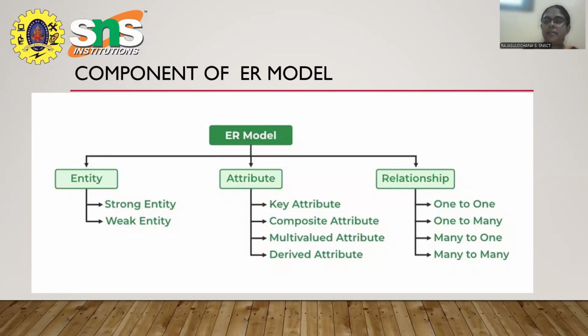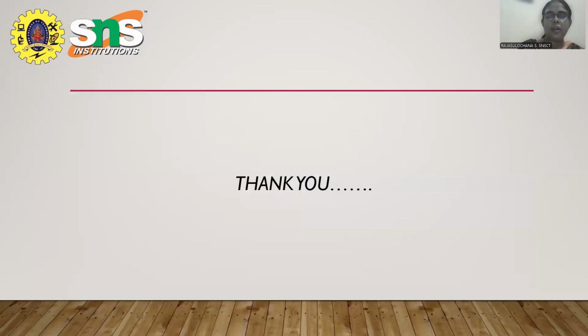A composite attribute is one where, if you take name, it can be split into first name, middle name, and last name. So name is a composite attribute, and a relation can be one-to-one, one-to-many, many-to-one, or many-to-many. So these are the basics of the entity relationship diagram, with all these components we have discussed. You should be able to draw an ER diagram for any database system which is given.